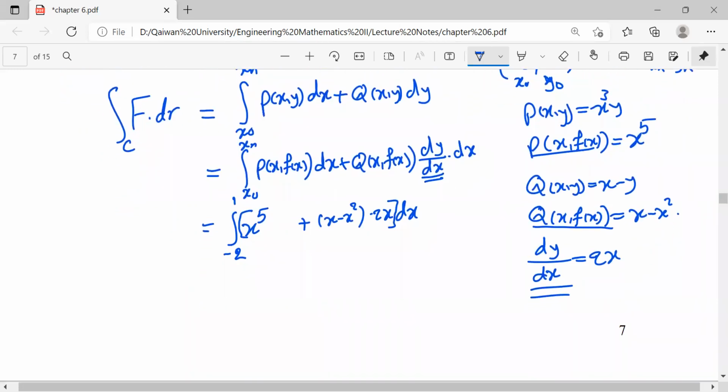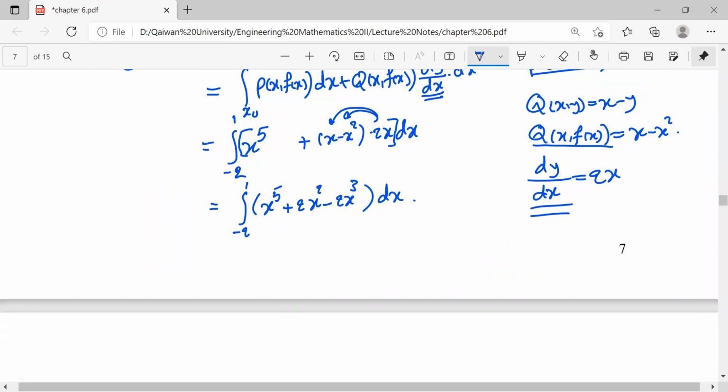And this equals the integration. Let's multiply this into the bracket, from -2 to 1, of x to the power 5 plus 2x squared minus 2x cubed dx. We just multiply 2x by the brackets. Now we take the integration. It's easy to take this integration. It equals x to the power 5 becomes x to the power 6 divided by 6, plus x to the power 3 divided by 3, and here we have 2 also, minus x to the power 4 divided by 2.